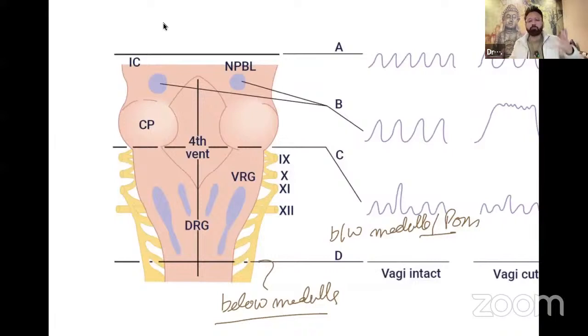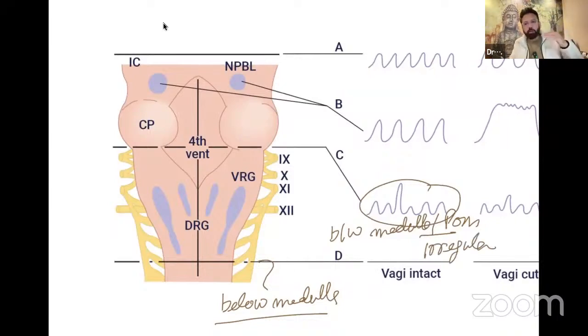Medulla is the generator of respiration. Pons is the maintainer. Medulla is Brahma, who generates the respiration. Pons is like Vishnu, who maintains the respiration. You can say it like that. Medulla is the pacemaker, where respiration is generated, and pons maintains the fine tuning of respiration. So if the lesion is between medulla and pons, Brahma is there, Vishnu is gone, so respiration becomes irregular.